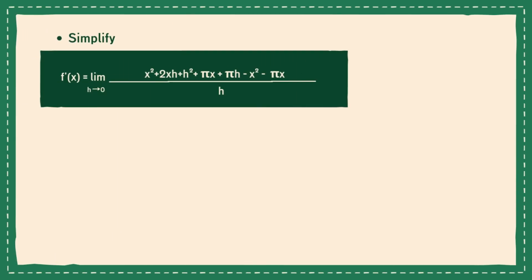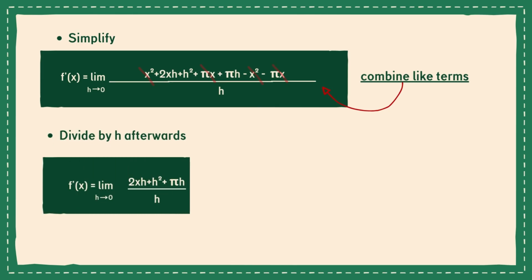Simplify and divide by h. So, you take out the like terms. We take out x squared and the pi x. That becomes f prime of x is equal to the limit as h approaches 0 of 2xh plus h squared plus pi h, over h. Now you divide it by h.